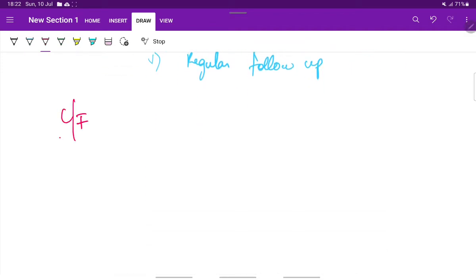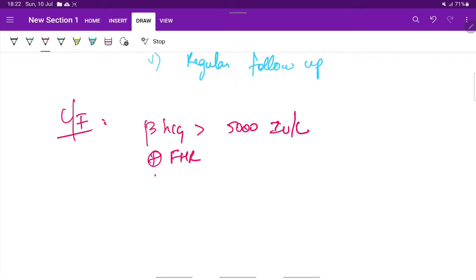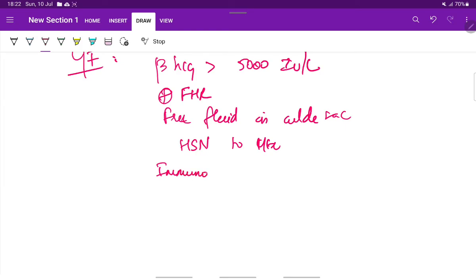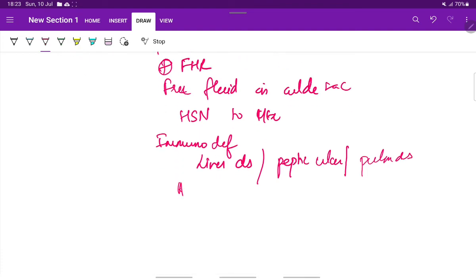And some of the contraindications are beta HCG levels more than 5000 international units per liter, presence of fetal cardiac activity, presence of free fluid in the cul-de-sac, hypersensitivity to methotrexate, immunodeficiency states, the patient with liver disease or peptic ulcer disease or any active pulmonary diseases, and if the patient is anemic or has blood dyscrasias like thrombocytopenia. All these are contraindications for methotrexate therapy.